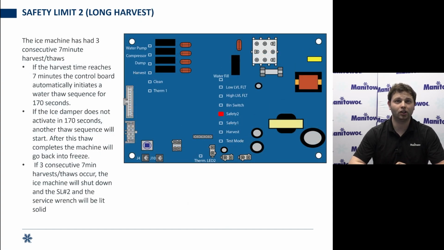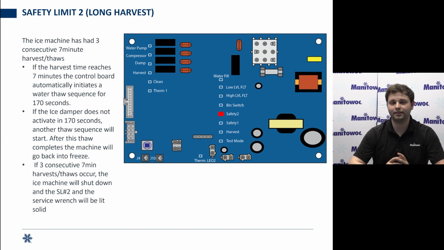Safety limit 2 is a long harvest. With this, the board is looking for a 7-minute harvest, and if it hits that 7 minutes, it'll go into a thaw sequence. It'll run that pump, running water over the evap for 170 seconds. What it's looking for is that ice damper to go open and close. It's looking for that ice to fall off. If it doesn't fall off in that first 170 seconds, it'll go again for another 170 seconds, an additional thaw sequence. After those have completed, it will go back into freeze, and then it'll take a note.